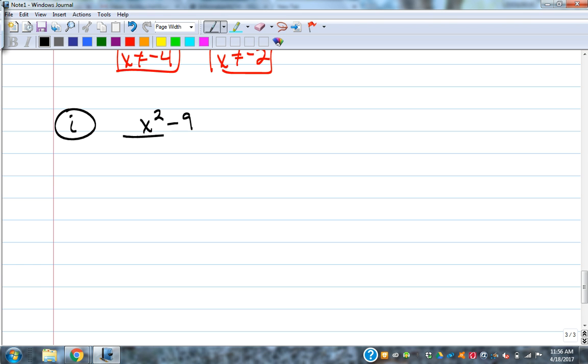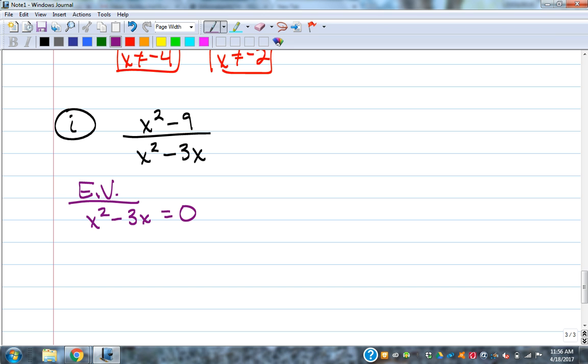X squared minus 9 over x squared minus 3x. Again, we're going to find our excluded values. How do we do that? Bottom half equal to 0. And I've got an x squared in there, so I want to try to solve that using factoring. And it's not a trinomial, so I don't use the x method.